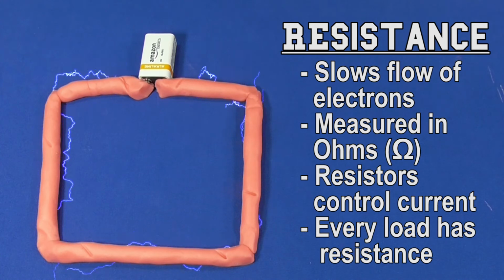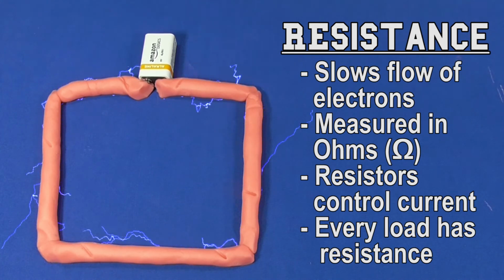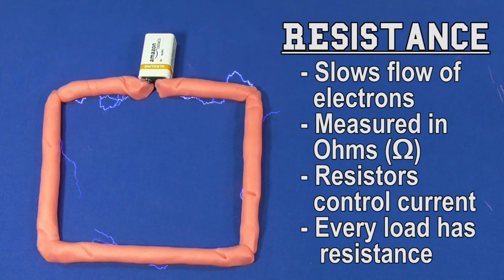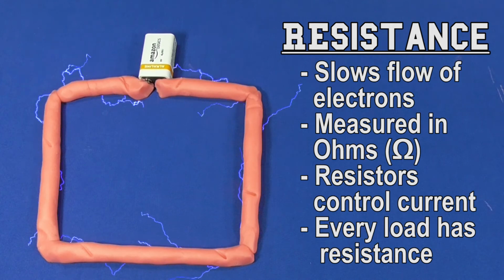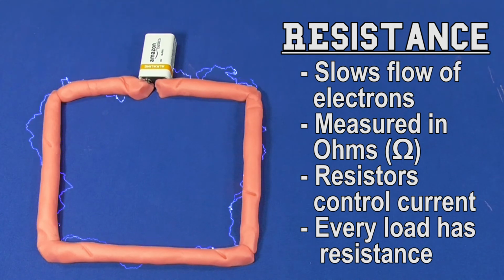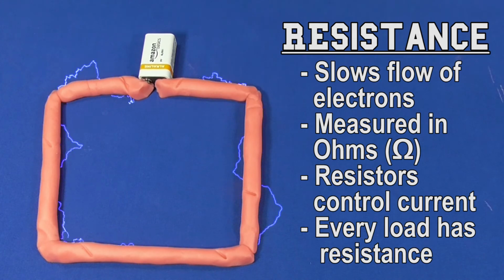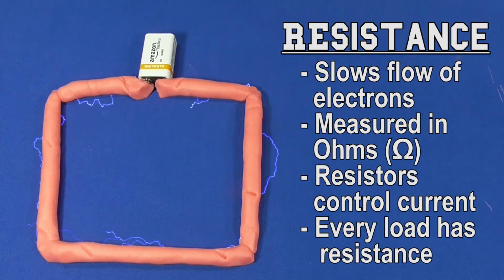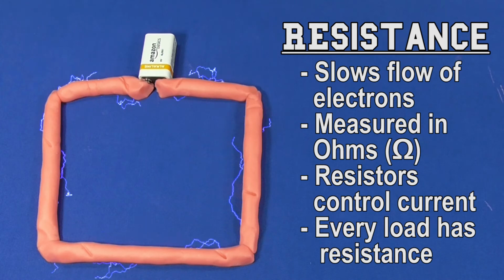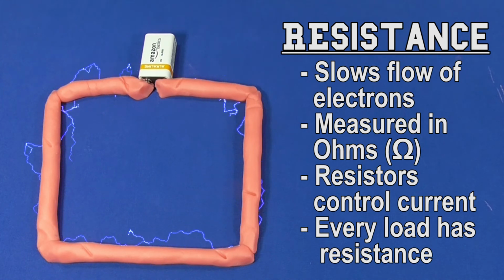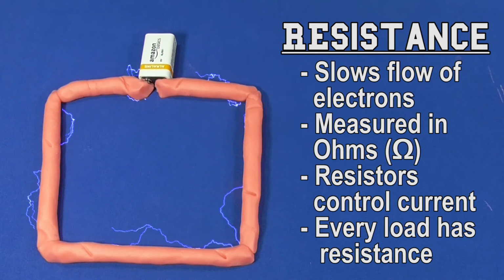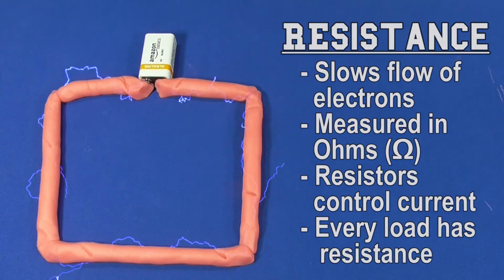Resistance is a property that slows the flow of electrons, or the current. Resistance acts like friction, slowing down the electrons. Resistance is measured in units called ohms. There are devices called resistors with set resistances that can be placed in circuits to reduce or control the current flow. Every load in a circuit has resistance. This includes lights, motors, etc.